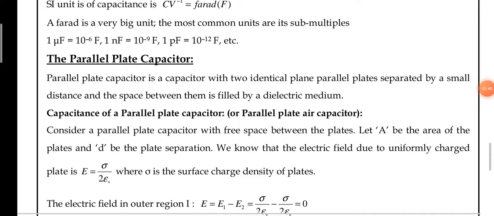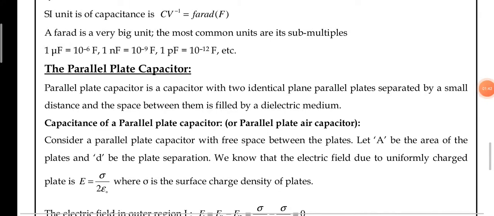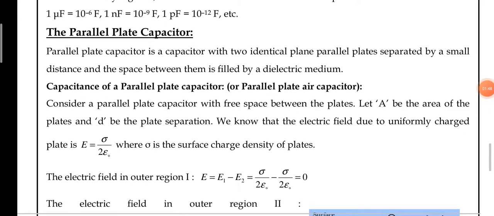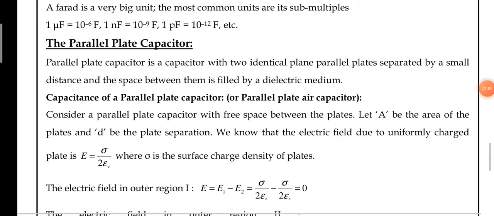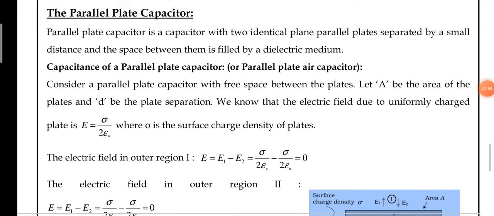Its SI unit is farad. Farad is a very big unit. So for common purposes, capacitance can be measured in terms of microfarads, nanofarads, picofarads, etc.